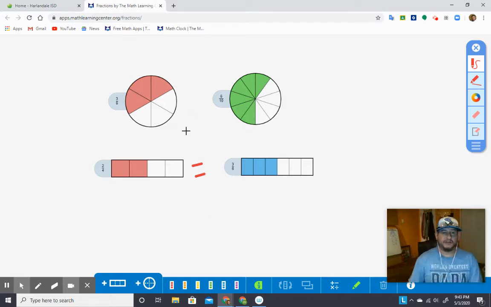I showed y'all how to recognize fractions. I showed y'all how to compare fractions. If you have any other questions, please do not hesitate to ask me. That's what I'm here for.